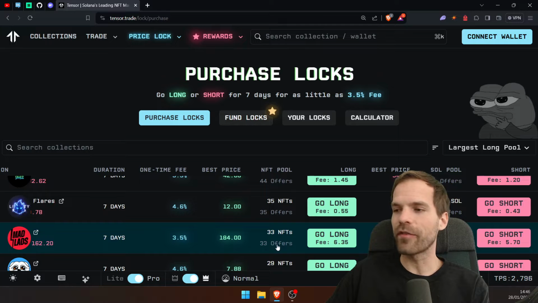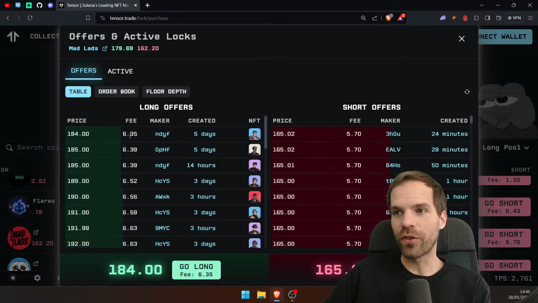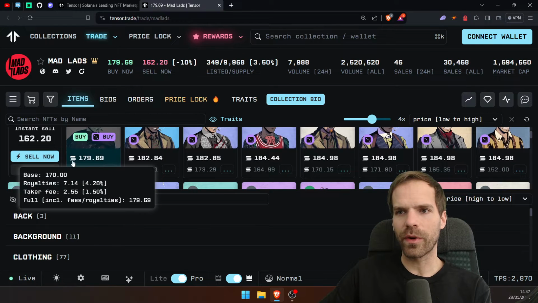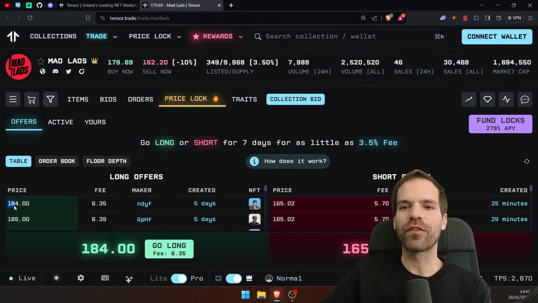And there we see we have offers. That's the other sides that we can take. Those are the funded ones. 33 long offers. So to lock in that price for the fee of this, and the current price would be, you know, this. Yeah, so current floor price is 180 and locks we find for 184. So that's already a bit of a higher price than if we were to just market buy. And then on top of that, I think comes the fee of 6.3.